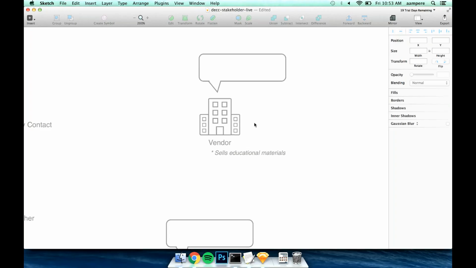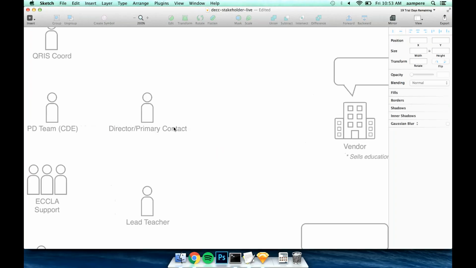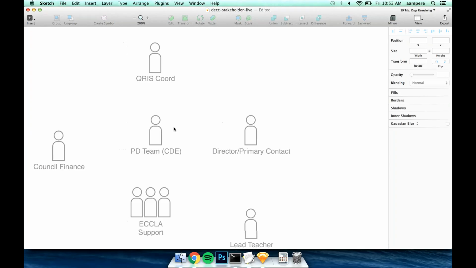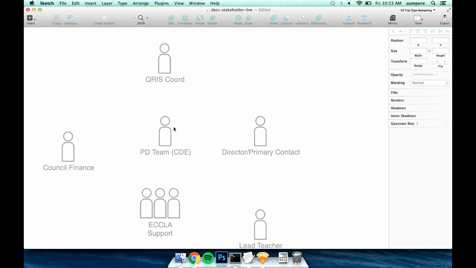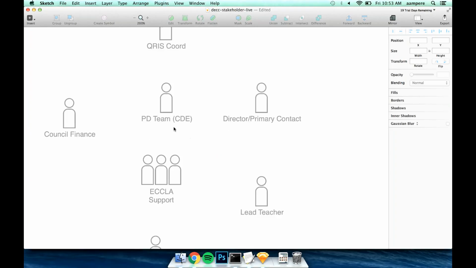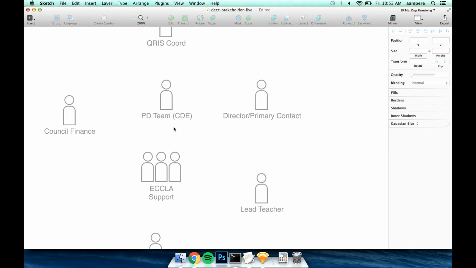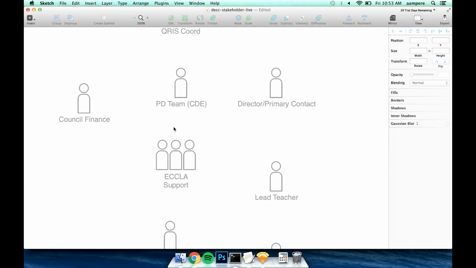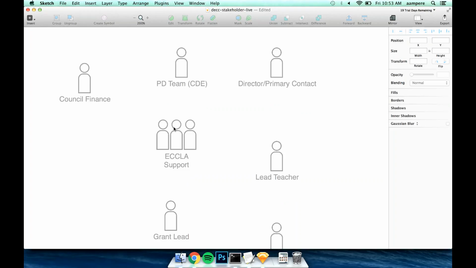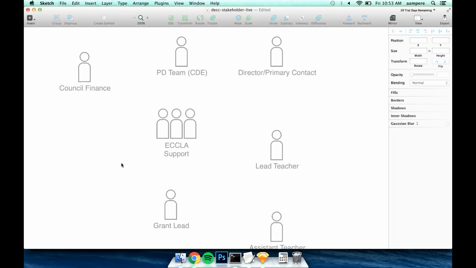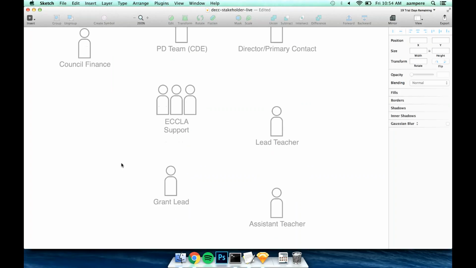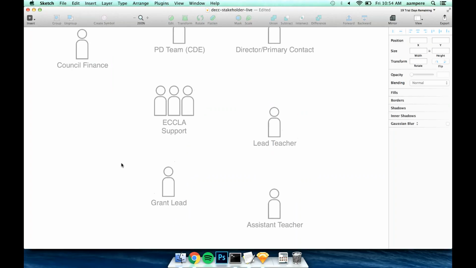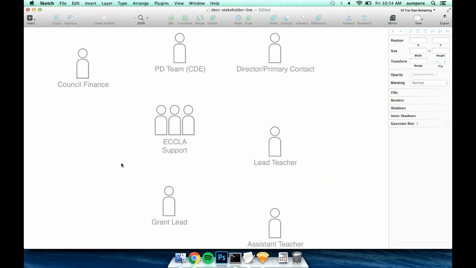We've sideboarded a few other roles, and that's going to be the QRIS coordinator, the PD team from CDE, the director primary contact for a provider, lead teachers who are probably also going to be through the providers. We have a council finance person. We have an assistant teacher and a grant lead. That's who we have on the sideboard. So I'll be asking you in just a moment where we think we ought to place those. Can anyone think of anyone or anything we've missed?